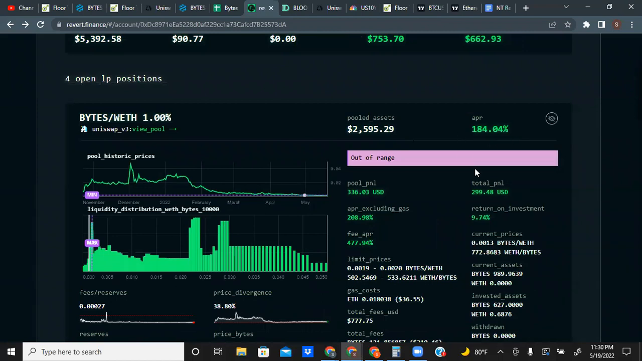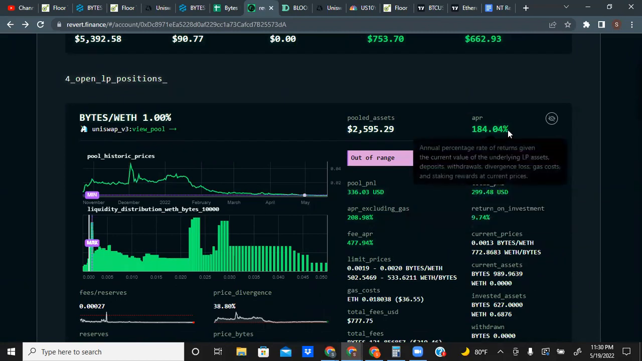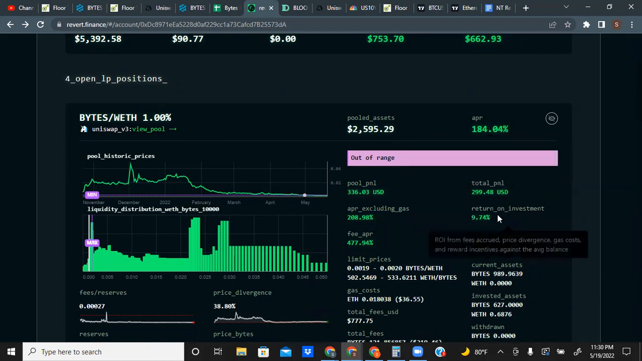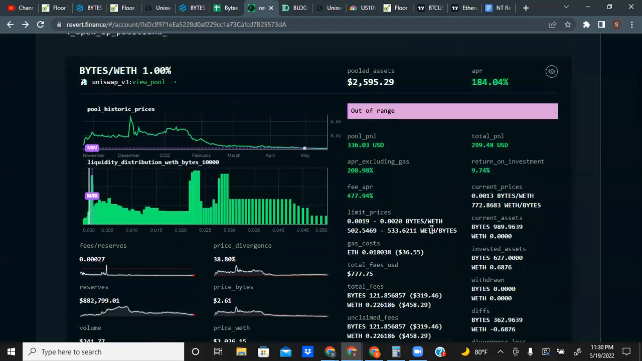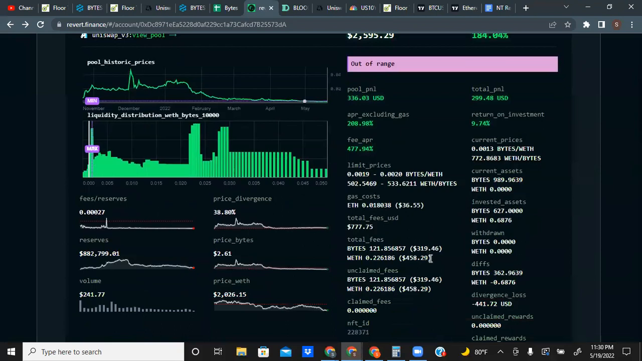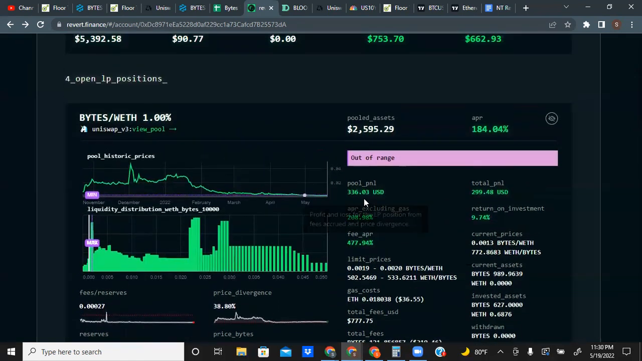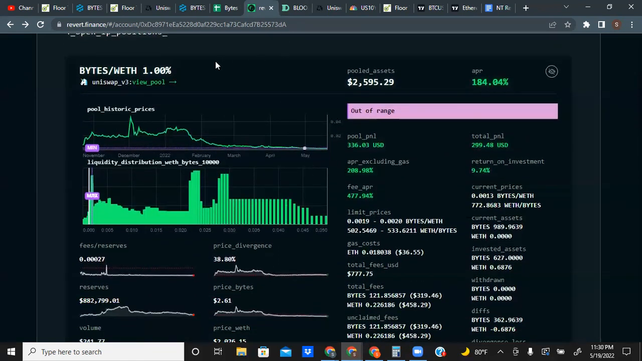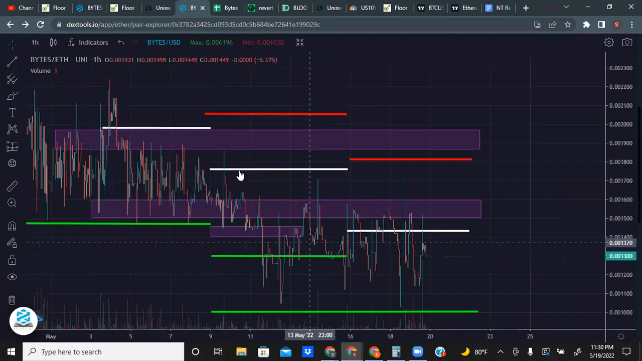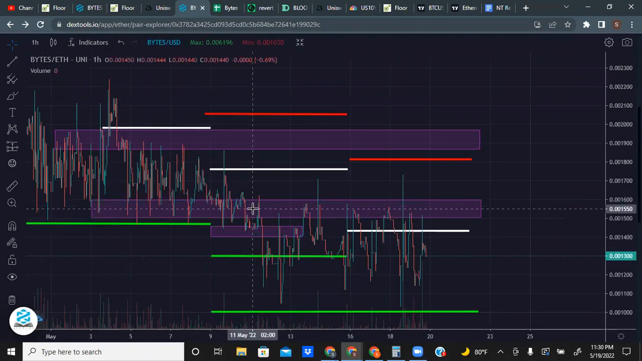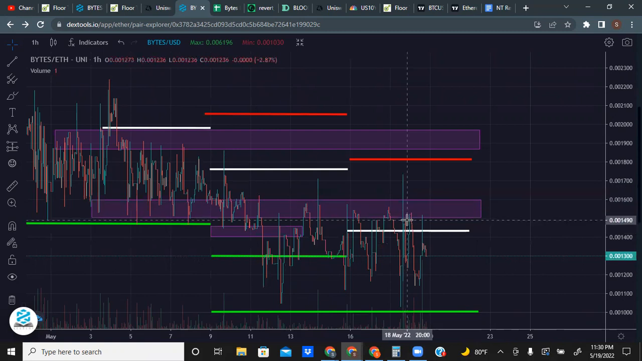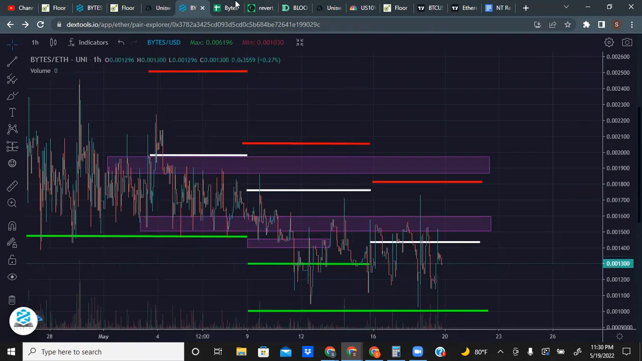So this will just continue to go down because my total return won't change, but the APR goes down over time, right? So I've made my return on my investment. I've made my 0.2 ETH and my 121 bytes, right? So this is just kind of like my holding position here. And then we have this lower liquidity range, which has definitely been getting some more action, right? It's been able to catch some more of the volume here.